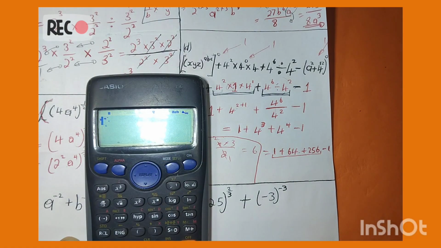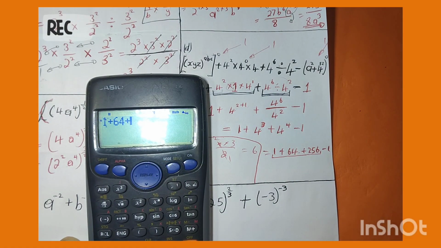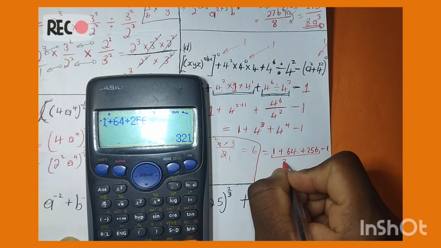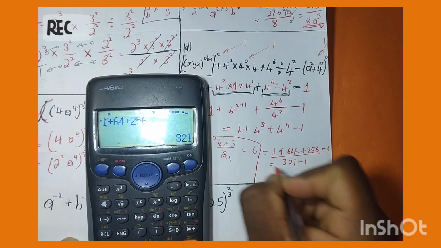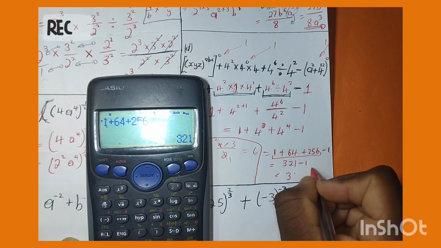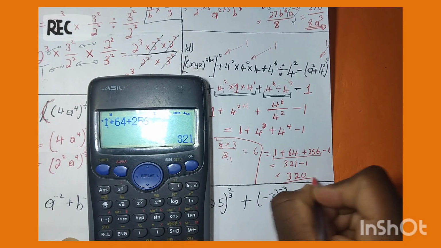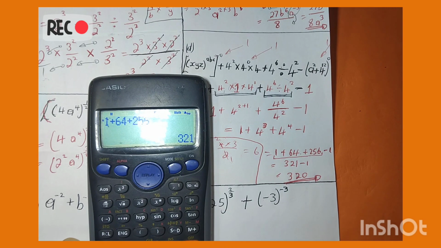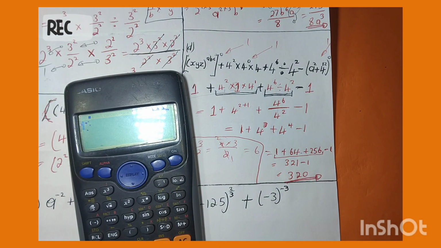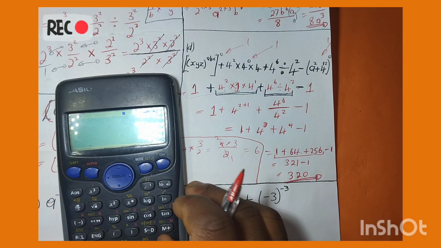So I can say 1 plus 64 plus 256, which will give me 321. Do you see? And minus 1, which is all this thing that gives me 320. Do you see, guys? That's how easy maths is, guys. That's how maths is. This maths, guys, is straightforward, by the way.